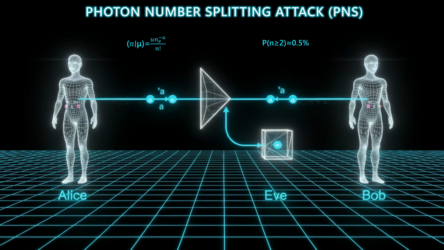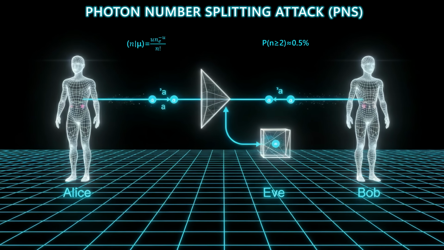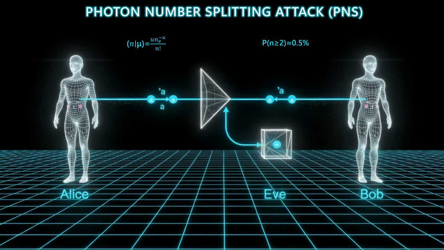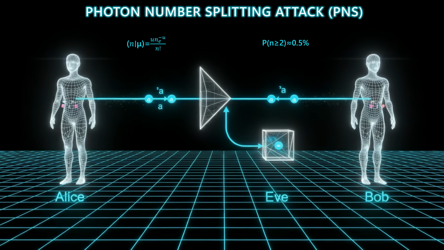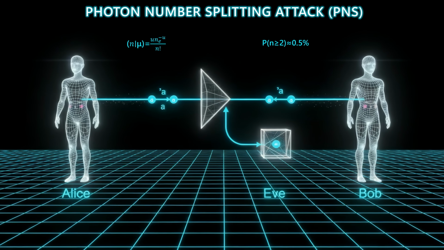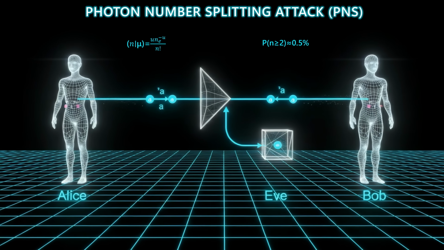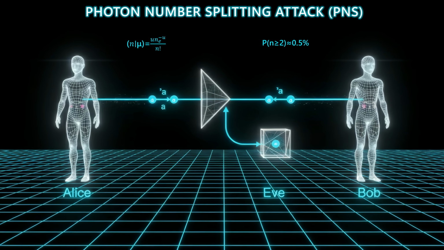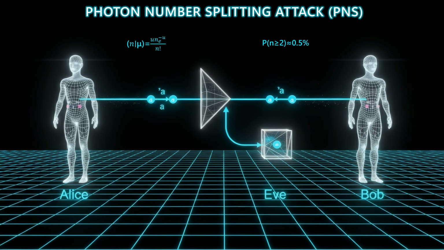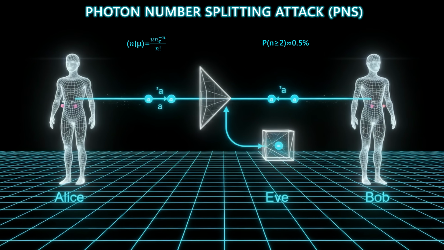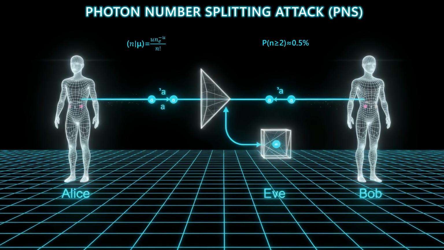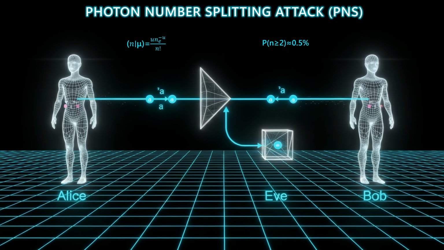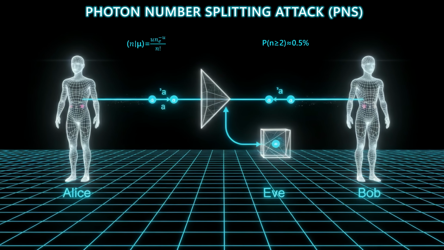This vulnerability forced the development of decoy state QKD, where Alice varies the mean photon number mu from pulse to pulse in order to detect Eve's splitting behavior. Without decoy states, a weak coherent BB84 implementation is fundamentally insecure against an adversary with even modest optical hardware.